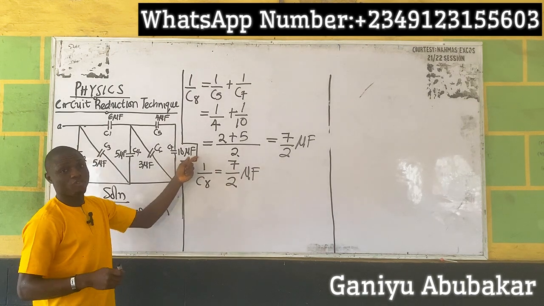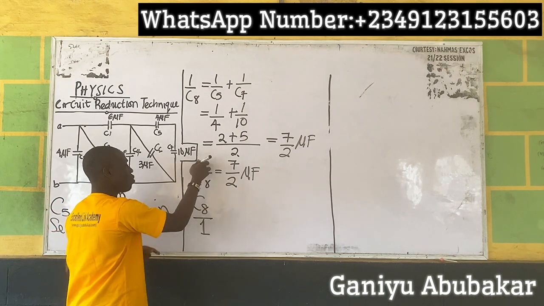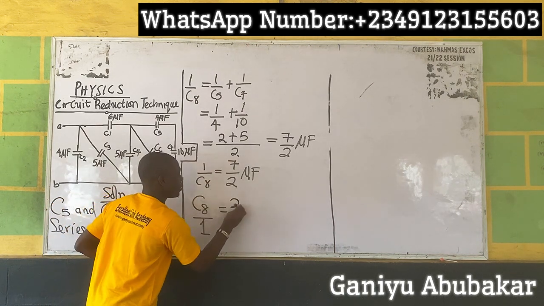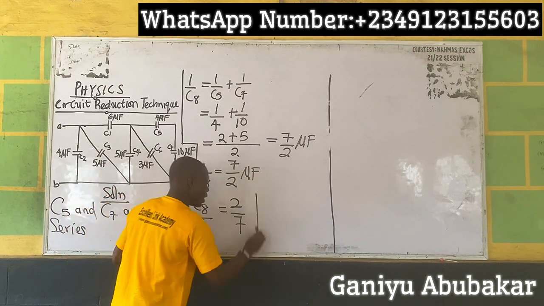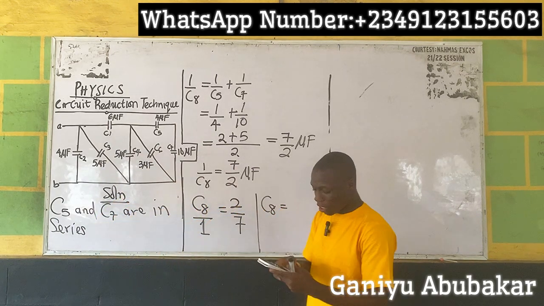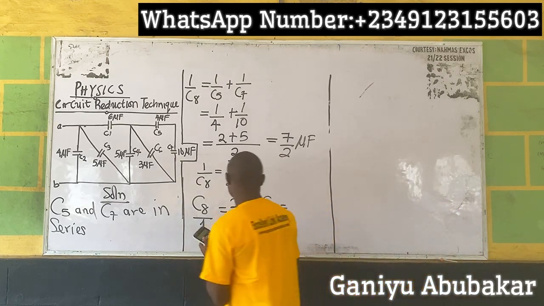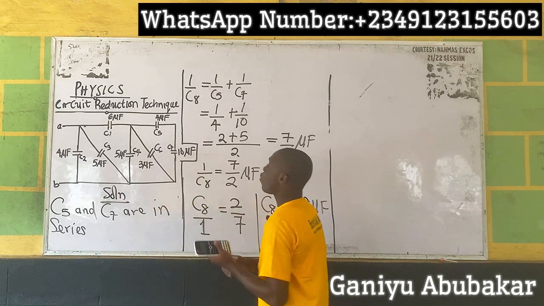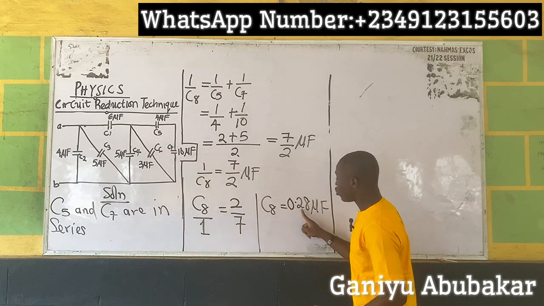I want to get C8, not 1 over C8. So I will invert: C8 over 1 is equal to 20 over 7. So C8 is equal to 20 over 7. If I punch this, it gives you about 0.28 microfarad. So I combine C5 and C7 to give us C8, which is equal to 0.28 microfarad.